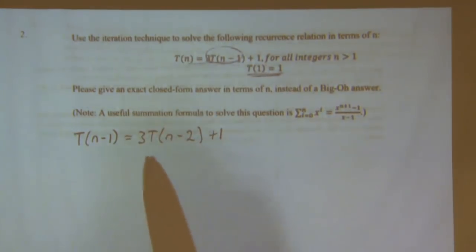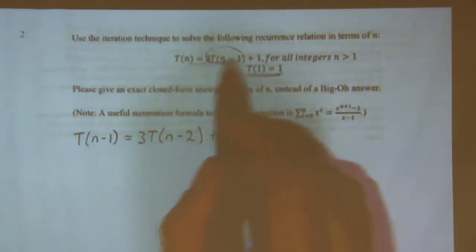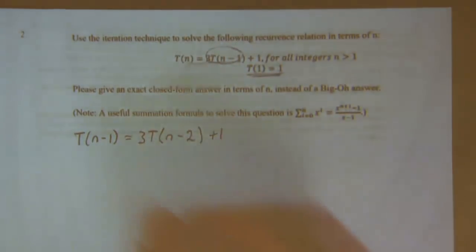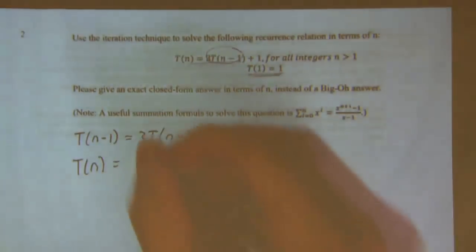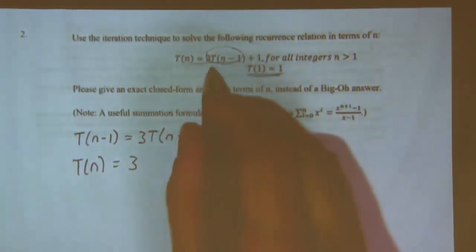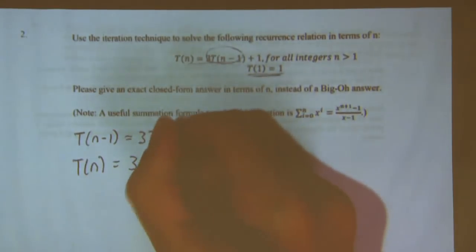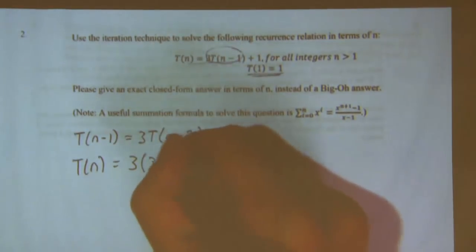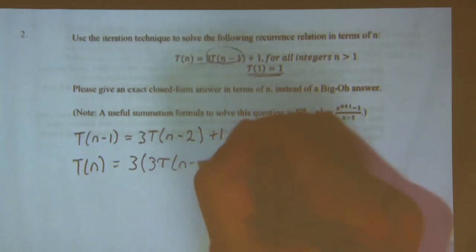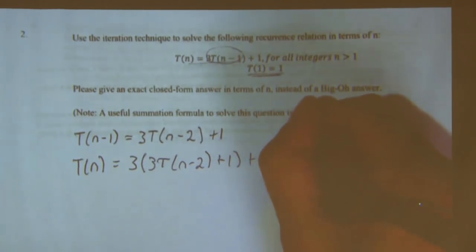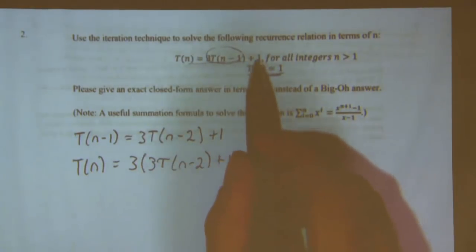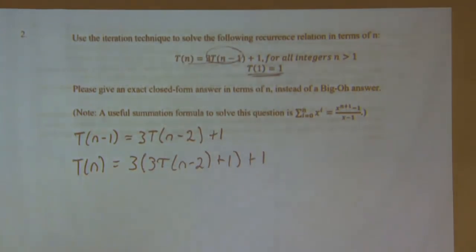And then what we want to do is substitute this thing back in for T(n-1) in our original formula. And so we do T(n) is equal to 3 times, and then we're going to plug in right here, 3T(n-2) plus 1. And then we need to make sure that we tack on this other plus 1 up here. Everybody with me so far?